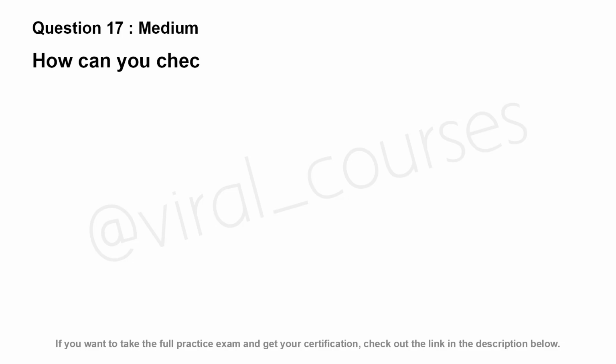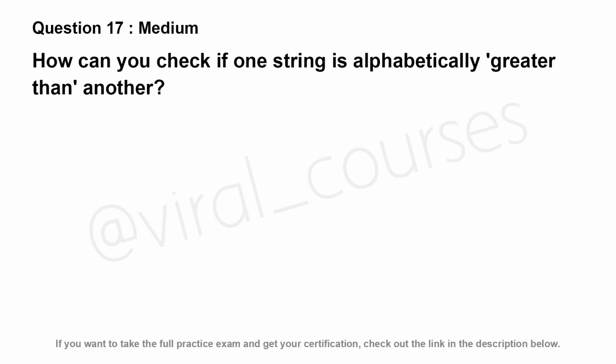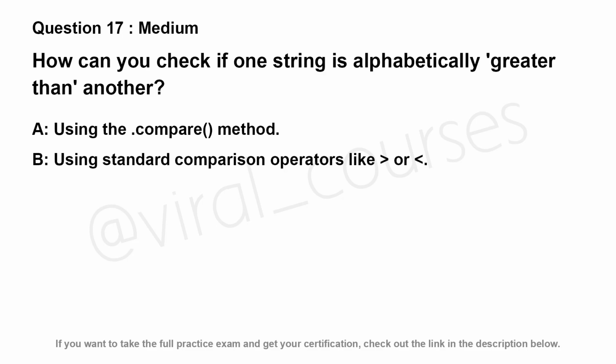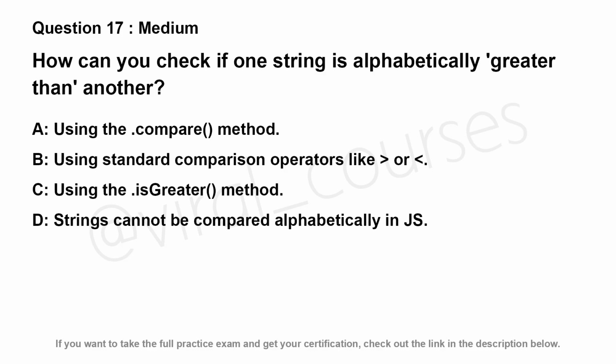How can you check if one string is alphabetically greater than another? Option A, using the compare method. Option B, using standard comparison operators like greater than or less than. Option C, using the isGreater method. Option D, strings cannot be compared alphabetically in JS.